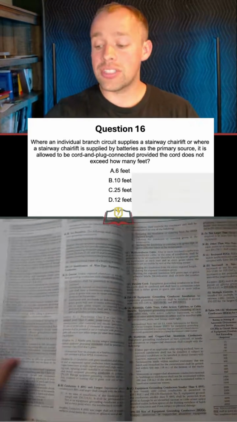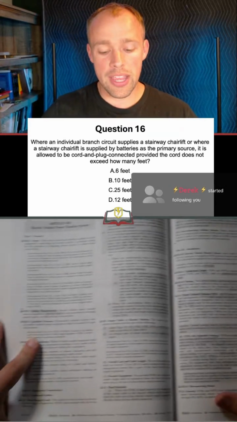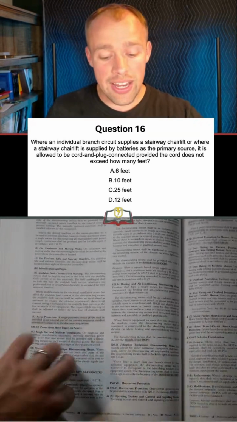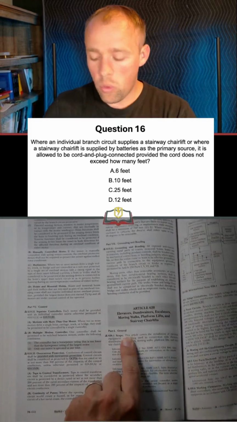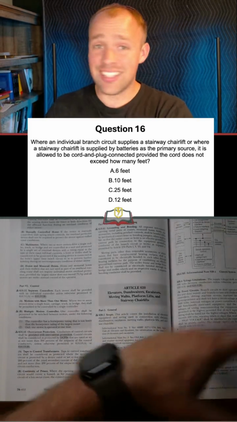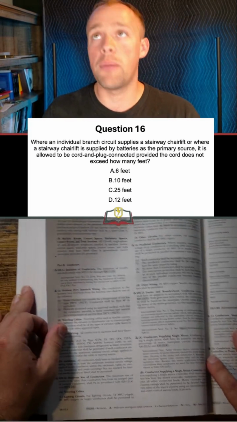Now I'm going to go to Article 620 to begin my search, but again, we're not just going to start reading the text, right? We have to narrow down our search, okay? Part 1 is general. I get to skip part 1. Almost every time you're going to skip part 1, by the way.